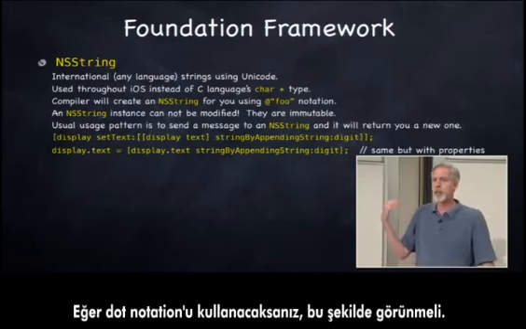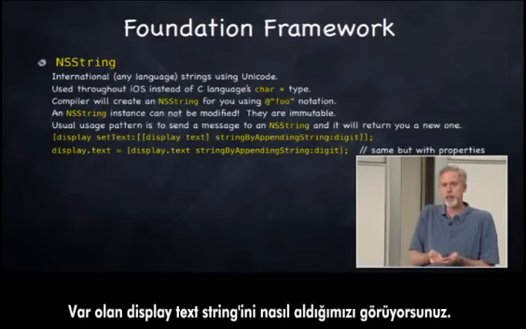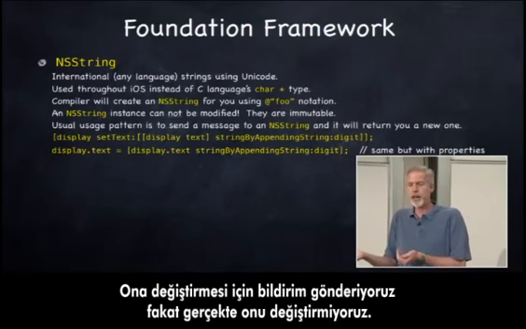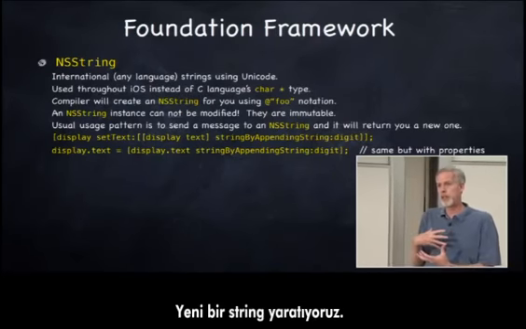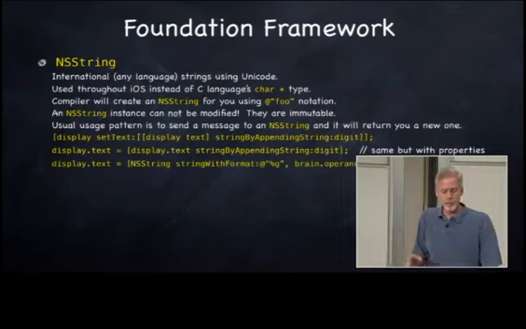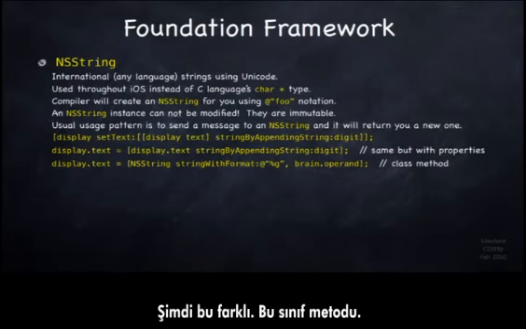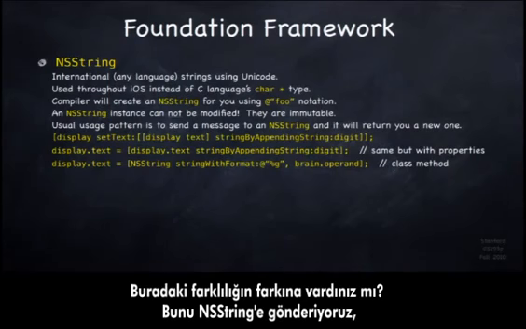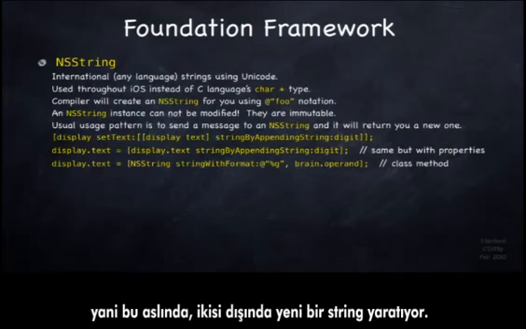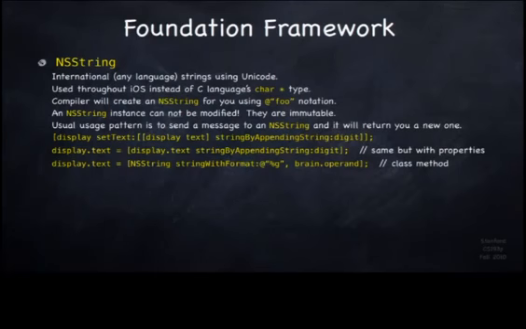To use dot notation, it looks like this. So we see how we're taking the existing string that is displayText, sending it a message to modify it, but we're not really modifying it. We're creating a new string. So everyone got that? Same thing here when we did the operand, we're updating the display. Now this is different. This is a class method. Do you recognize the difference here? We're sending this to NSString. So this is actually creating a new string out of the ether. The NSString class is creating a new instance for us using this stringWithFormat method.